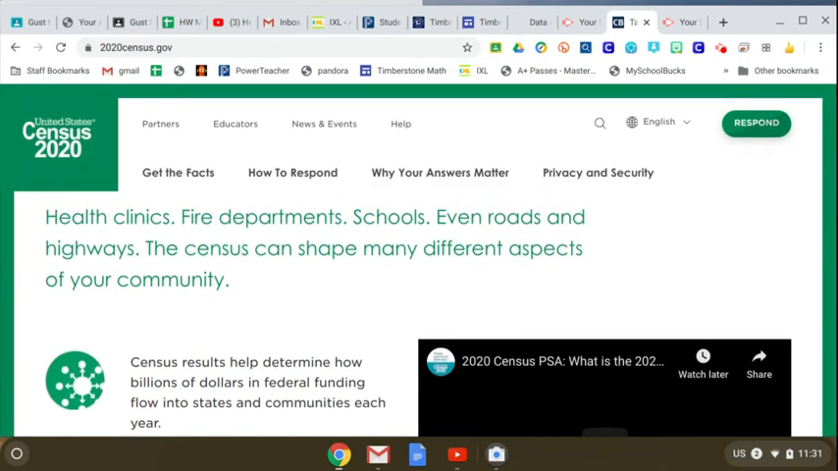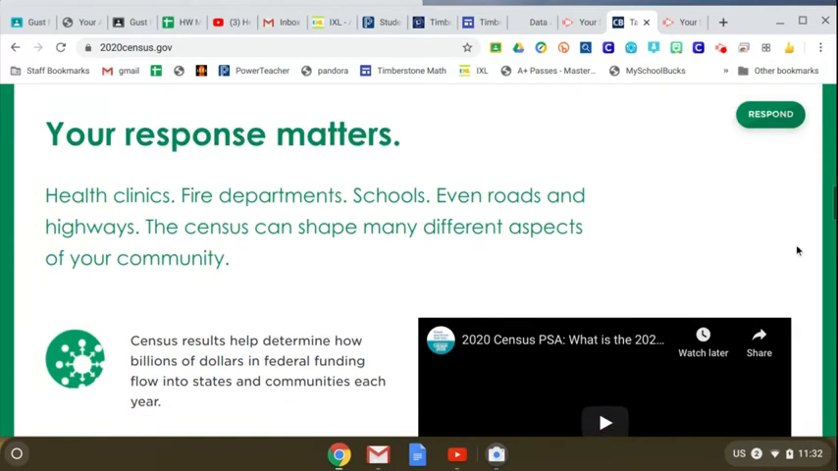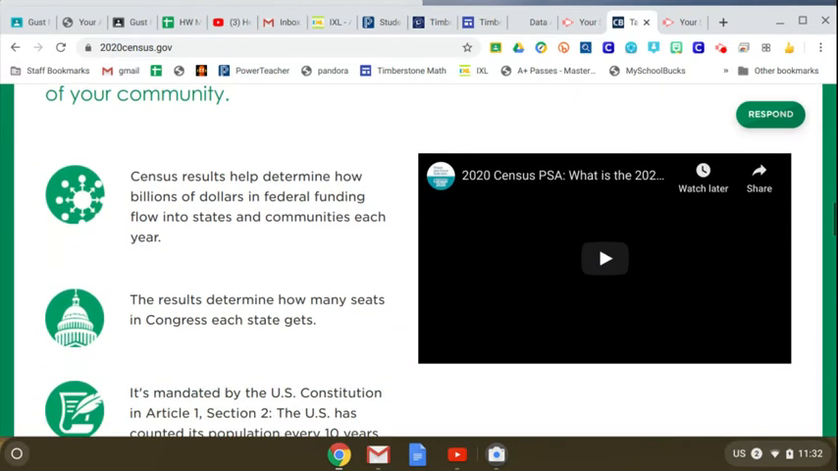And the reason for this is very important. It says health clinics, fire departments, schools, even roads and highways can benefit from this. The census can shape many different aspects of your community. So I thought that it would be nice to take a minute and show you this video here.